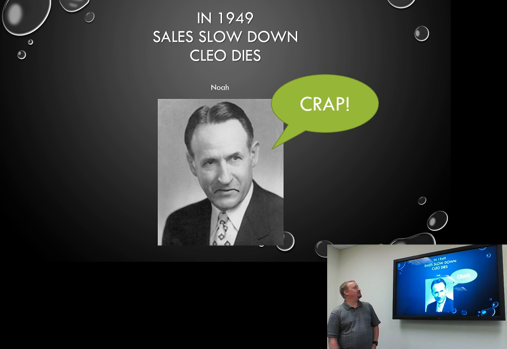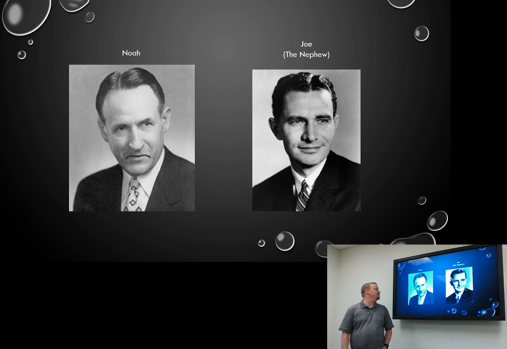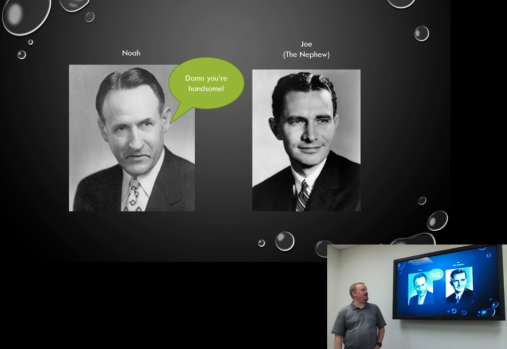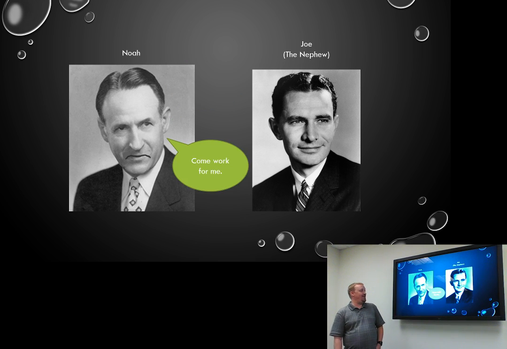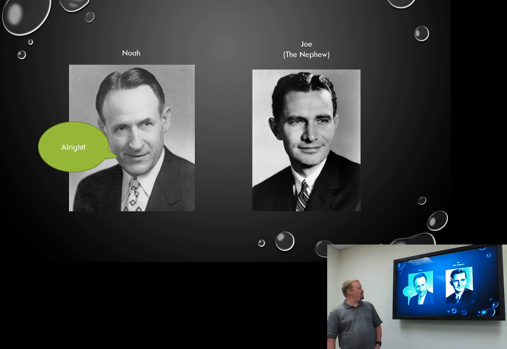Well, Noah, who's still very unhappy, goes and talks to his nephew, Joe. And Noah's like, damn, you're handsome. That's a handsome looking guy there. Probably has lots of girls that he's taken out at night and needs the money, right? So hey, come work for me, right? So Joe's like, okay, sure, why not? I do need the money. And this, of course, makes Noah happy again.